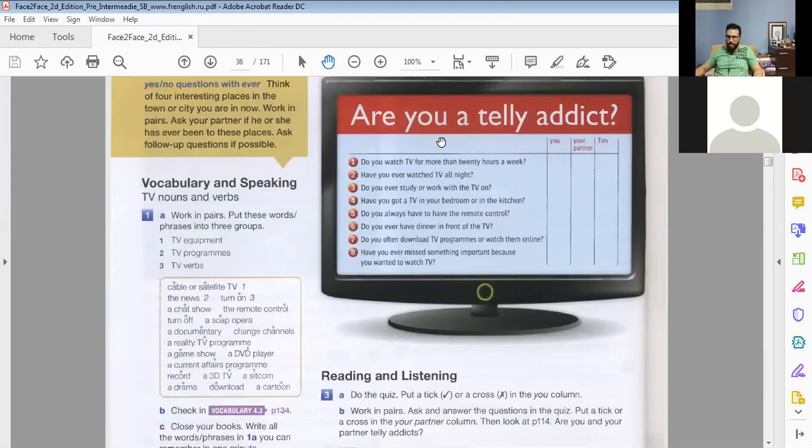All right, so can you read the question here in red? What does the title in red say? Are you a telly addict? What does this mean? I don't know. What does the word telly mean? What do you think it means? Can you guess? Read the first two questions on the list here. I think you will find out. Do you watch TV for more than 20 hours a week?